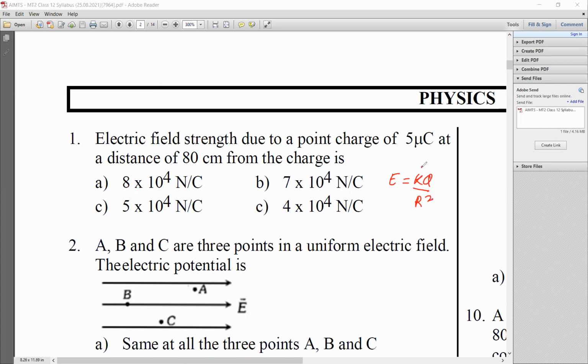K is nothing but 9 into 10 power 9. Q, obviously charge, is given 5 microcoulomb, and R is 80 centimeter. Don't forget to convert it into meter. That means 80 by 100. This will be R. Fine. Just substitute it, you get the answer. Next.